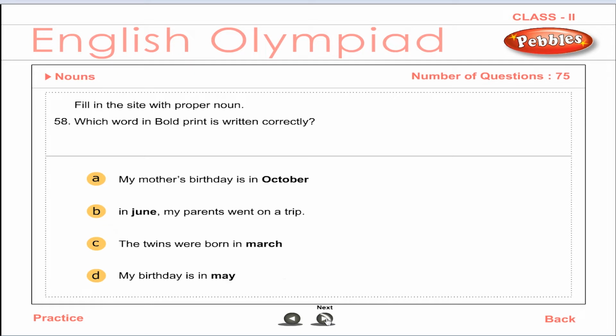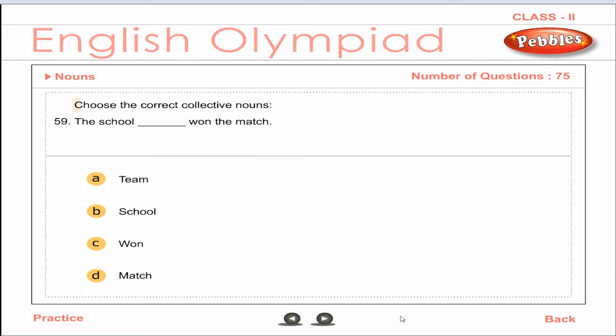Fantastic. Correct. Choose the correct collective nouns.